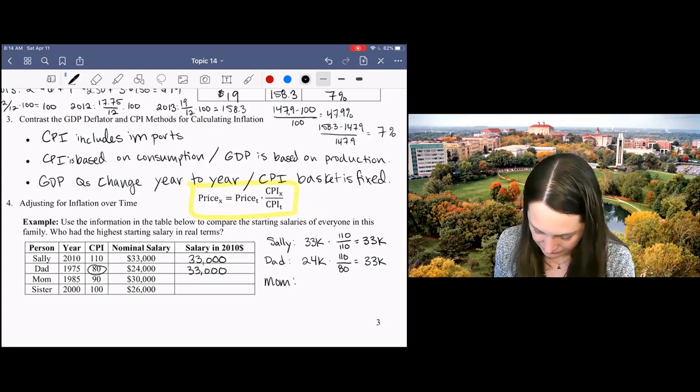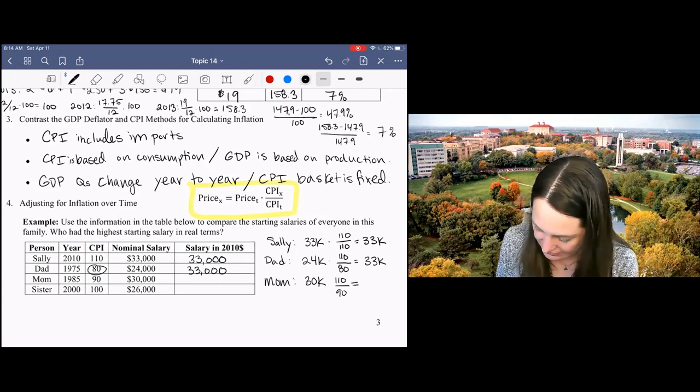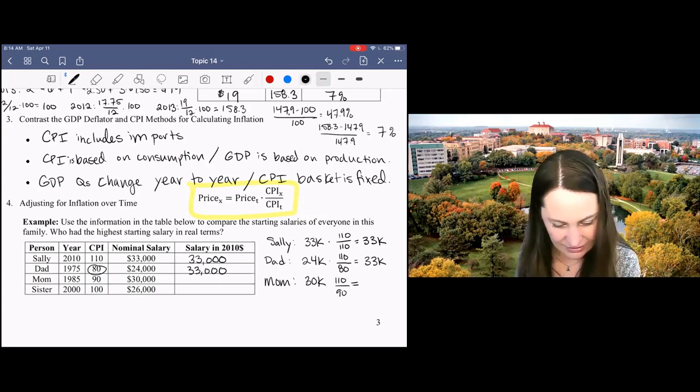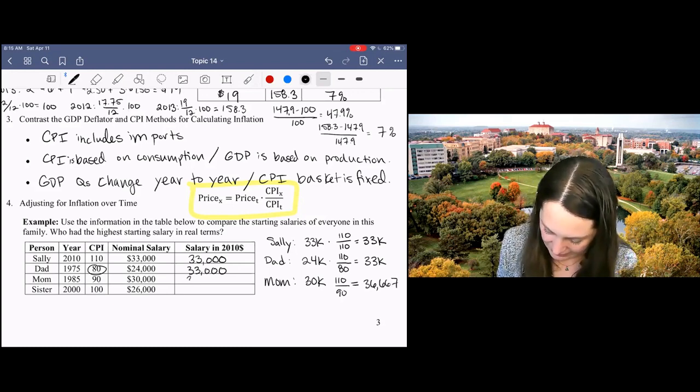Mom earned $30,000 in 1985. The CPI in 1985 was 90. We want to convert that to 2010 dollars. And you plug that into your calculator, you'll get $36,667.